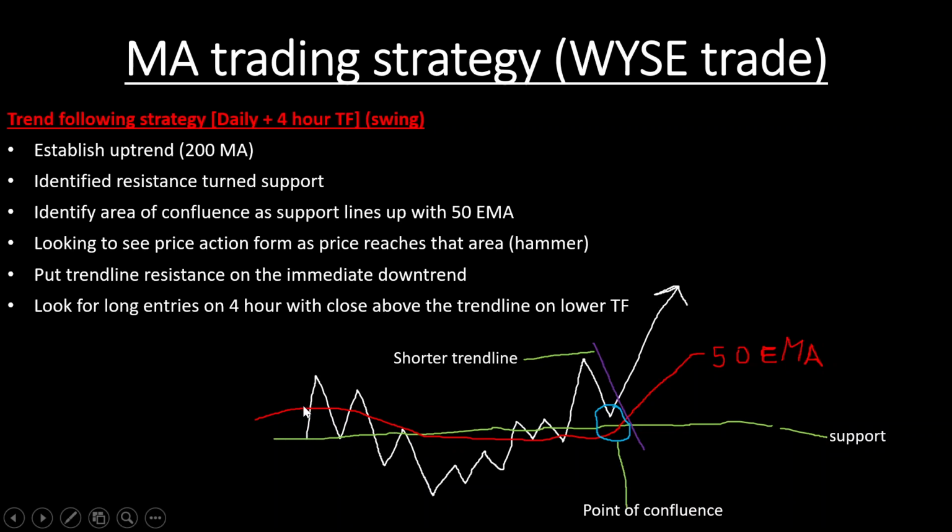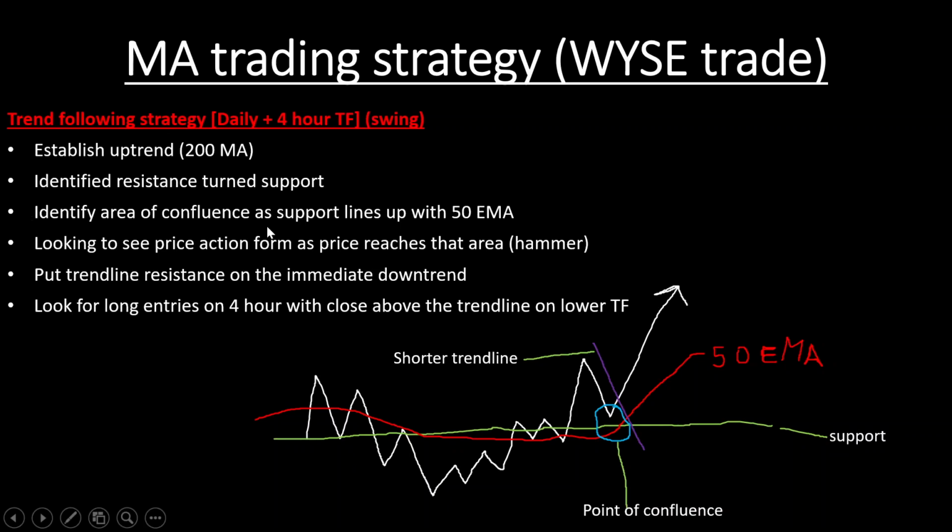So we can see down here that this is my awful drawing, so bear with me. We can see here that this level here acted as support multiple times until it was broken, retested. As price came down, eventually we can see it's reacting again at this level and then ended up breaking out and coming down and retesting that same level, resistance turned support. So that's what I mean, resistance turned support.